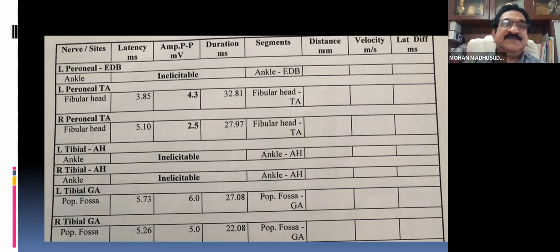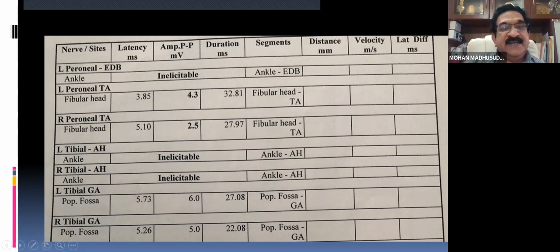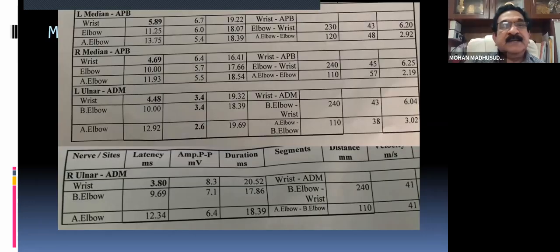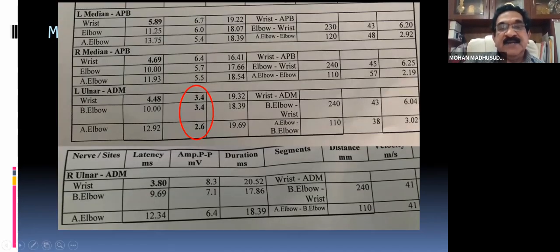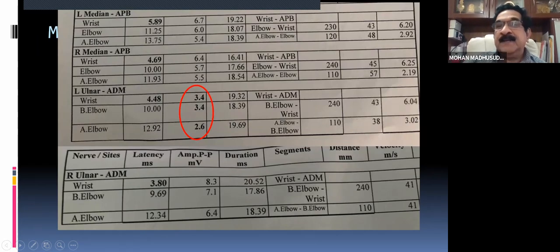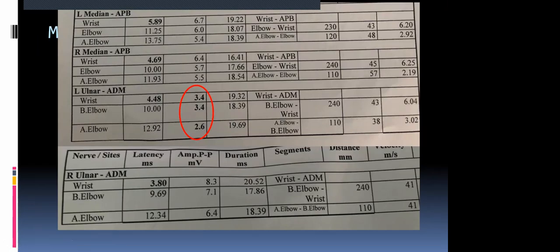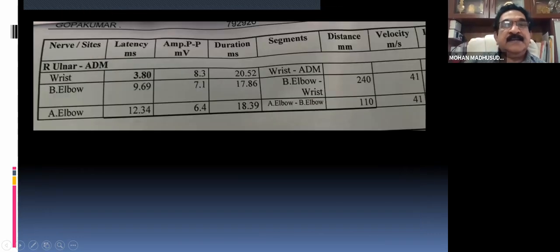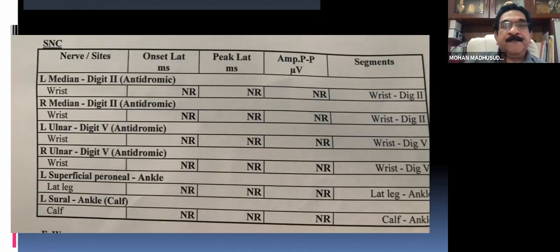Okay, so let's see the investigation. The left peroneal is inelicitable. Left tibial is inelicitable. Right tibial is there, left peroneal TA was picking up. Then come to the left ulnar, amplitude is low. Right ulnar is okay, except for the distal latency, the amplitude is quite okay. The conduction velocity is all normal. Then right ulnar is again normal. At sensory, both ulnar and median are not obtained.